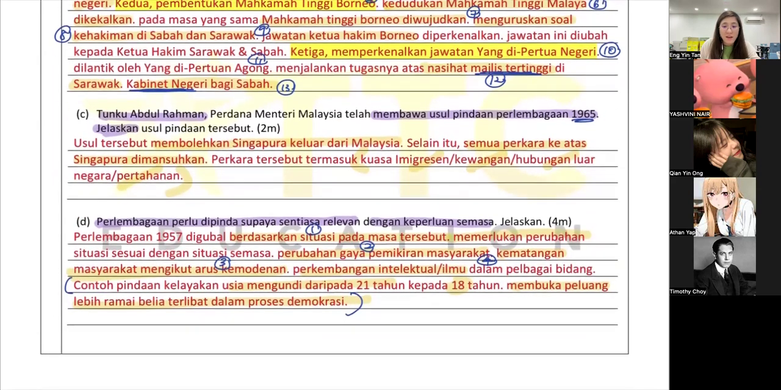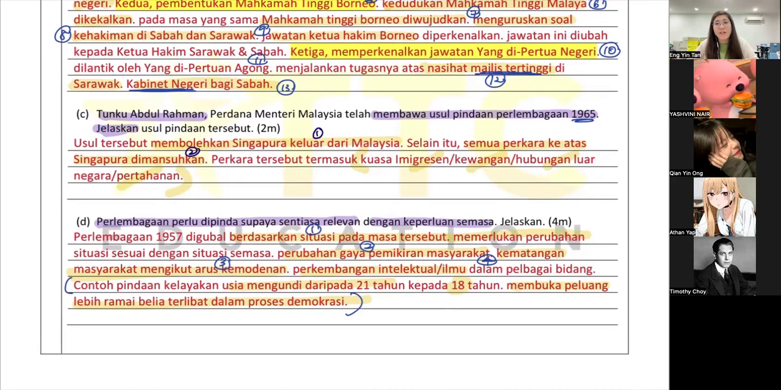And the last one here is Tunku Abdul Rahman. See? They have another pindaan in 1965. So this one is talking about the Singapore law. They're asking you why Tunku Abdul Rahman bring this issue to the parliament, so that Singapore will keluar dari Malaysia. You mentioned that he keluar dari Malaysia, point number 1 over here. And then all the perkara that relates to Singapore dimansuhkan. Dimansuhkan means abolish, cancel off.